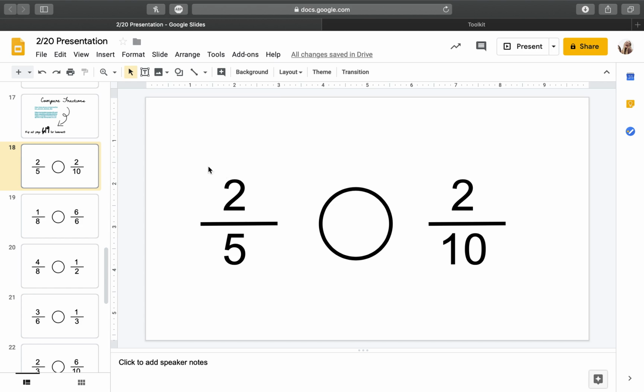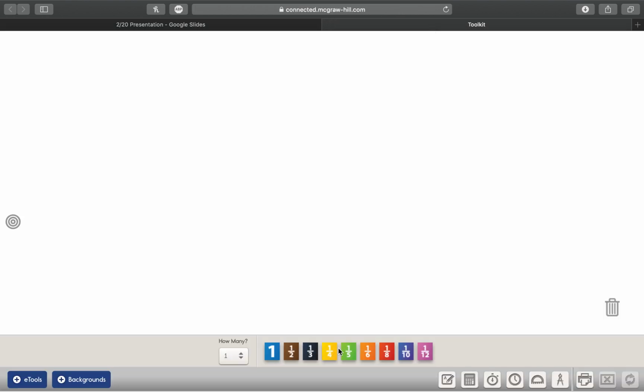So if we see a problem like this, 2/5 and 2/10 with the circle in between, we know we have to say less than, greater than, or equal to. So some of us might just say, well, 5 is less than 10, so it must be less than, but that's not necessarily true. Let's build it to figure it out. So the first one that we have to build is 2/5. So 2/5 just means 1/5 tiles. So find your 1/5 tiles, find 2 of them, put them together. That's 2/5.